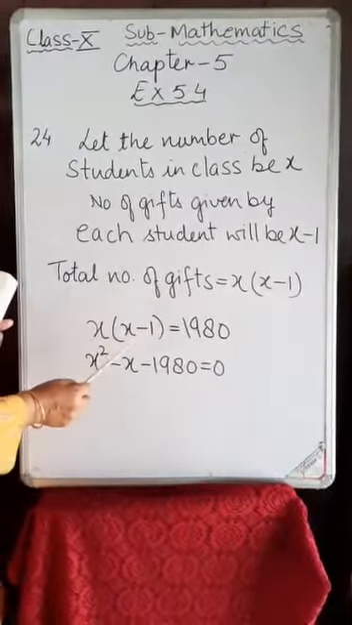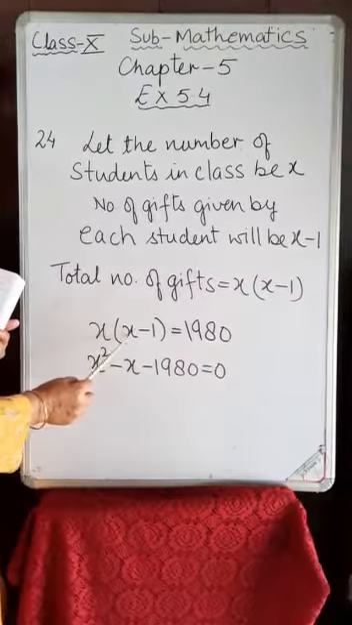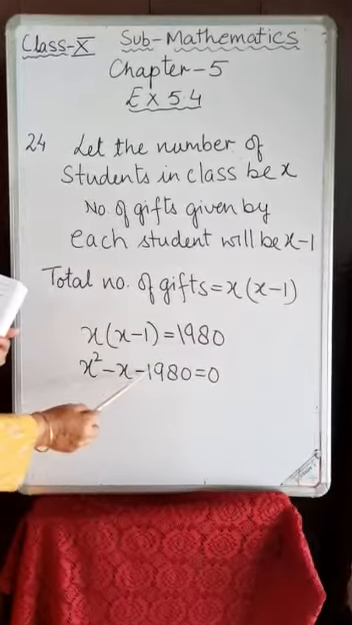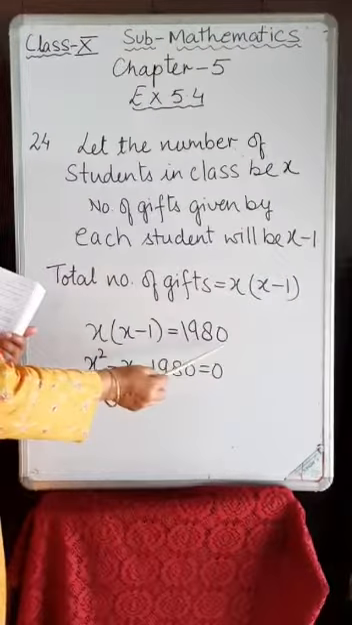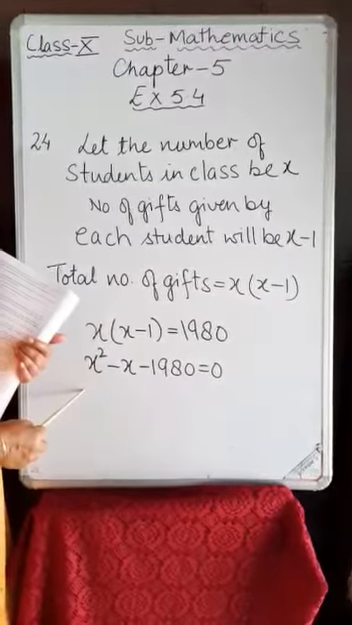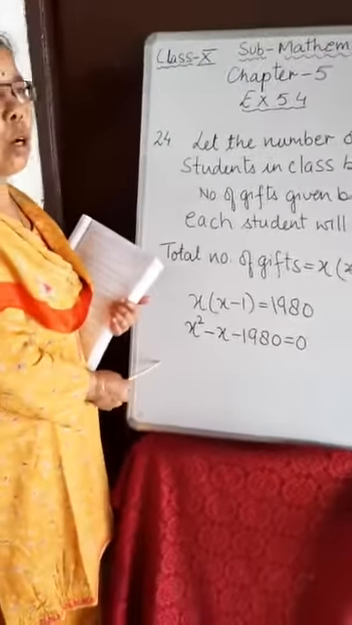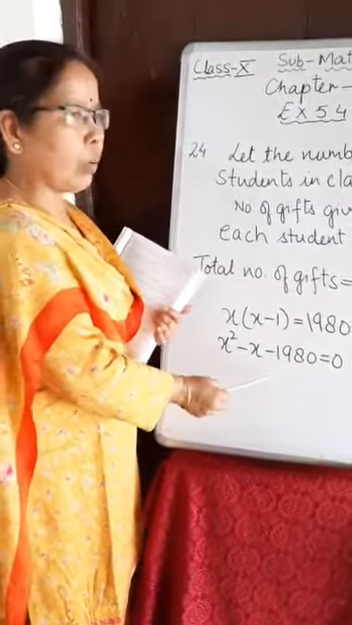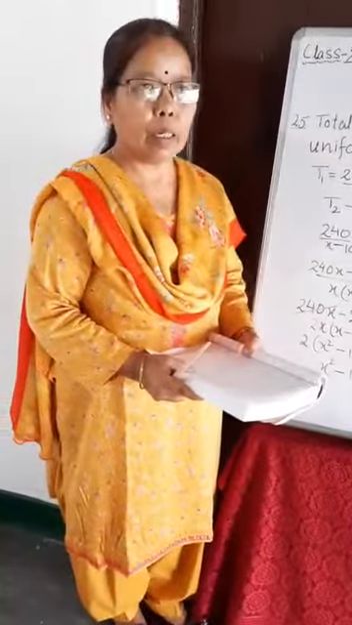If we open this bracket, we get x into x square minus x into 1, that is x square minus x, equals 1980. Now this has become a quadratic equation, and you all know how to solve the quadratic equation to get the value of x. So solve it yourself. Let's take another question.